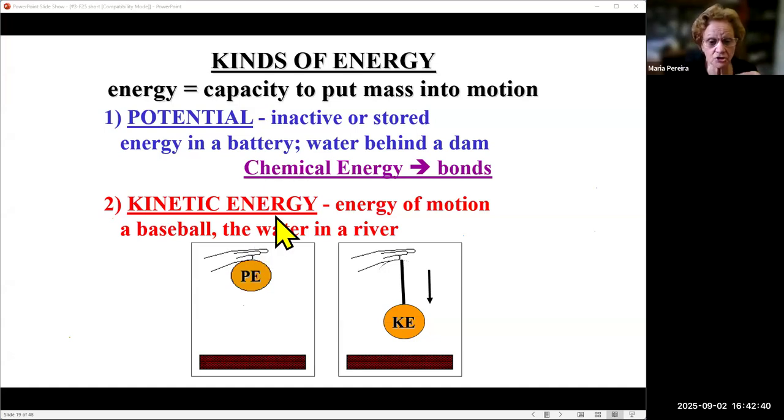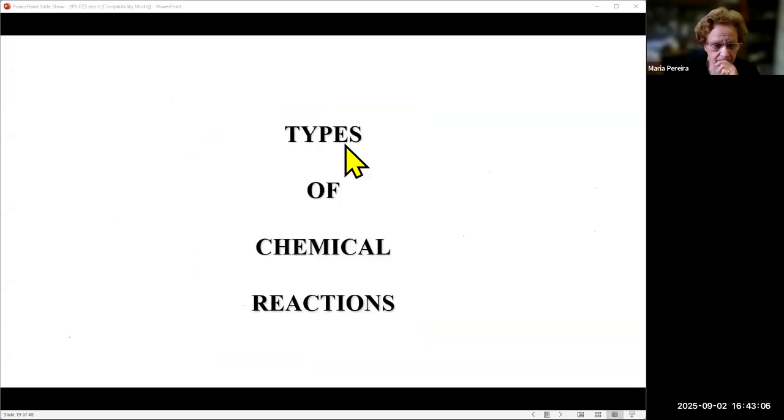Kinetic energy is the energy of movement. For example, water in a river or so on, that movement produces energy. So two forms of energy, the potential energy and the kinetic energy. The kinetic energy is available because the particles are moving most of the time. The potential energy is stored in covalent bonds.